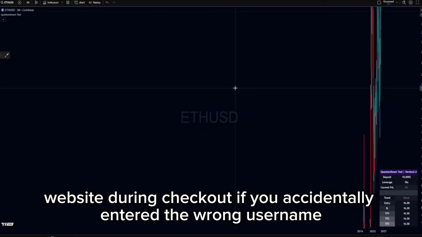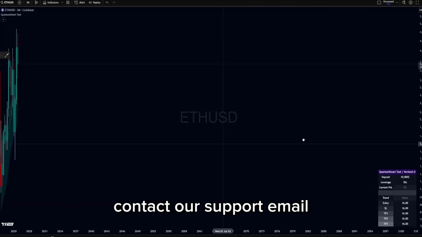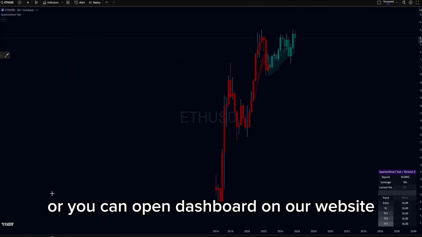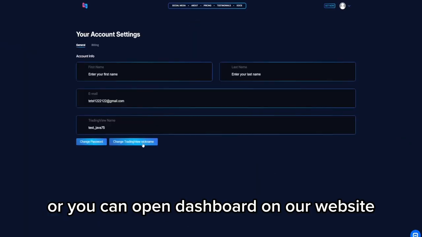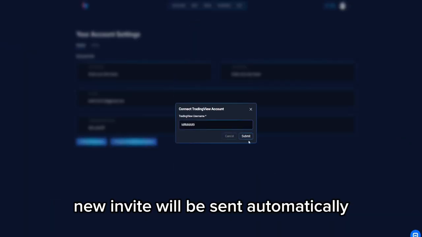Important reminder: make sure you're logged into the same TradingView account that you entered on the AQPRO website during checkout. If you accidentally entered the wrong username, contact our support email. Our team will help fix it quickly. Or you can open Dashboard on our website and edit your TradingView nickname. A new invite will be sent automatically.